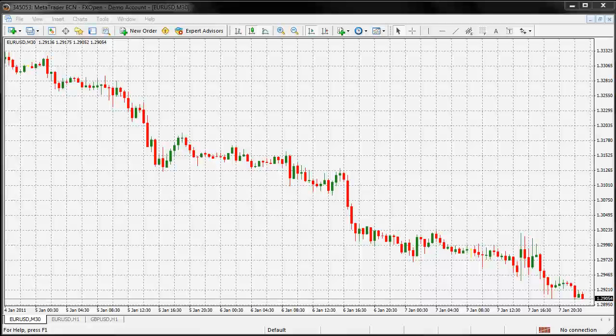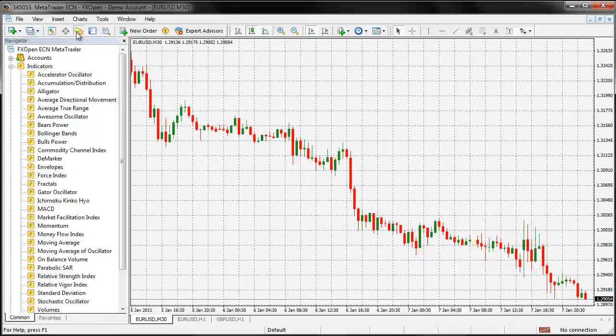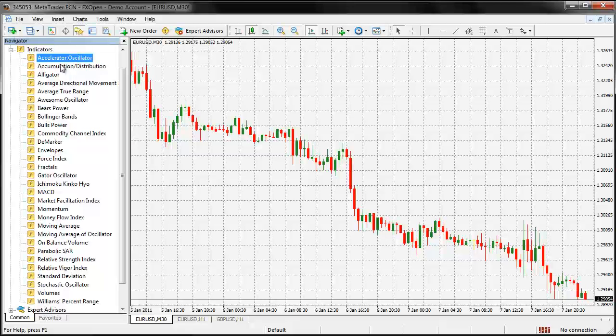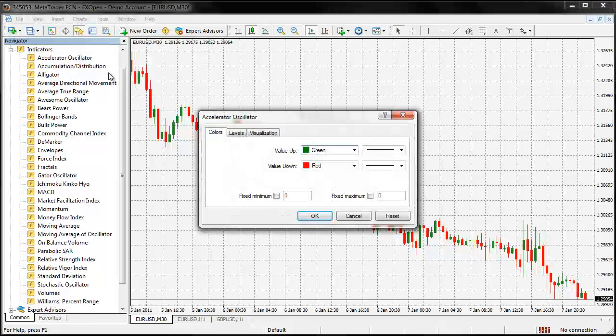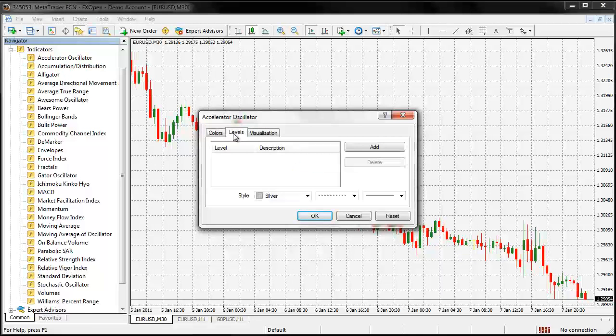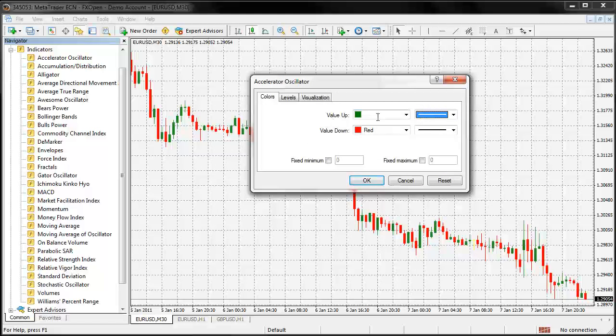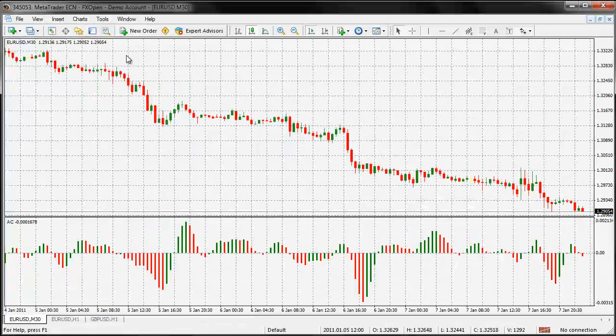Alright, let's go back to our navigator area, and while open the indicators list, navigate to the accelerator oscillator. Make sure that the thickness on the right hand side is selected to the second one if you haven't done that already, and just leave the colors as they are and click on OK.